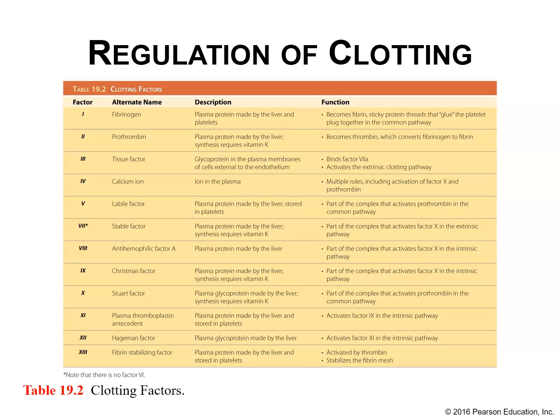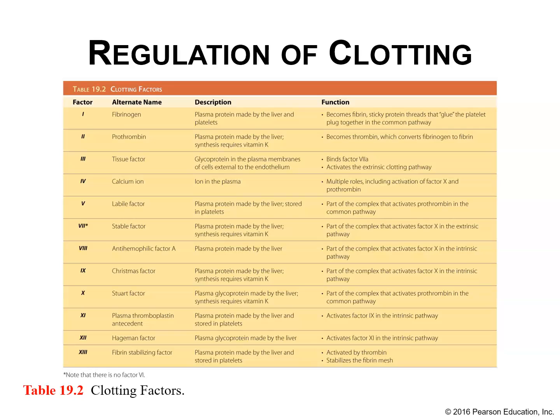This is table 19.2 that gives you each clotting factor labeled with its appropriate Roman numeral and its alternate name. So factor 1 is actually fibrinogen, made in the liver and platelets. Remember, fibrinogen becomes fibrin, the sticky protein threads that glue the platelet plug together in the common pathway. And there's prothrombin, which is actually factor 2. Factor 3 is tissue factor. Factor 4 is calcium ion. Remember, calcium is important in activating factor 10 and prothrombin.